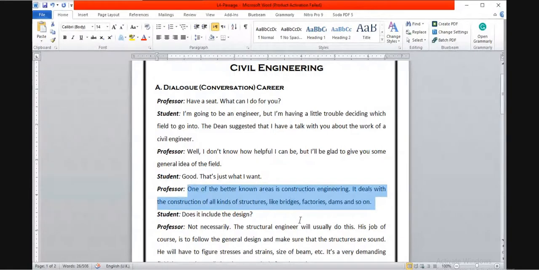Yes, the highlighted. One of the terms is construction engineering. This deals with the construction of all kinds of structures like bridges, factories, and dams. Okay, thank you, Barzan. All kinds means all types, يعني أنواع, okay? We have bridges, factories, yes, and dams, okay? So thank you very much, Barzan.